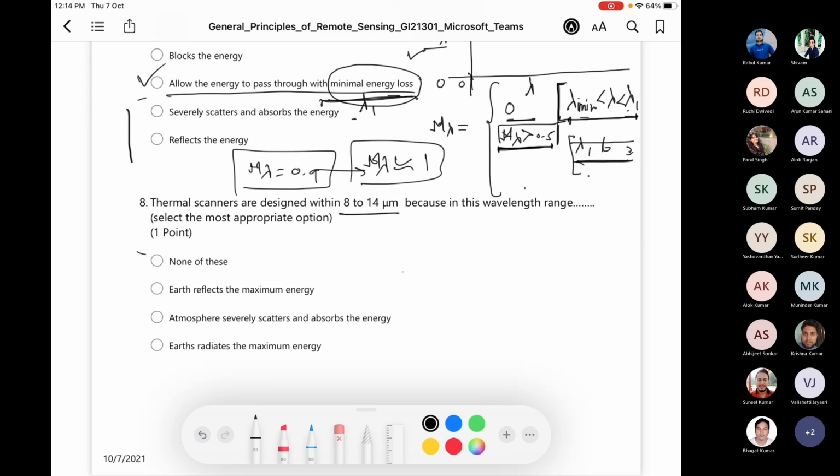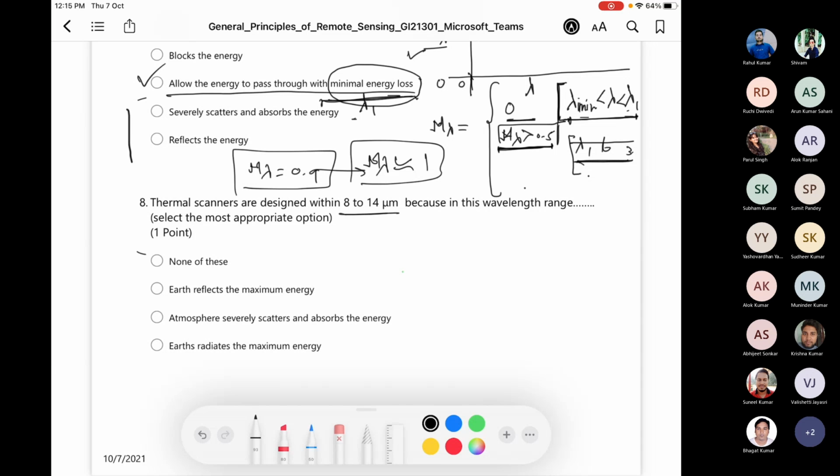Who will tell me? The fourth one, sir. Earth radiates the maximum energy. Why not the second option? Because, sir, Earth radiates the maximum energy near the visible range only. Okay, near the 0.5 point. Here we talk about the thermal scanners.